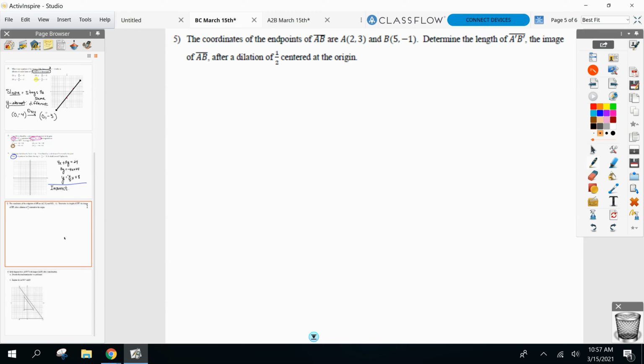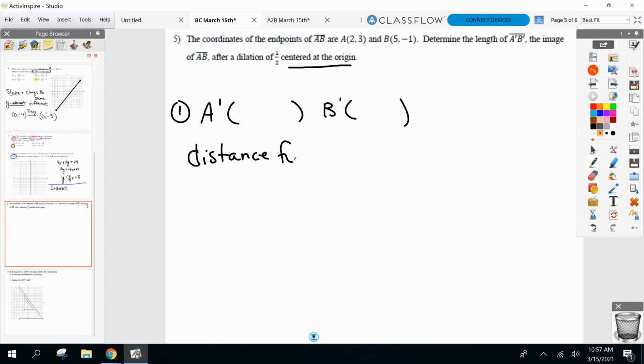So I want to get your thoughts here, how I can start approaching this, because there's actually 2 different ways I could go with this. Radhika, you want to give me one way you're thinking? If you take A and B and put it through a dilation of 1/2. Okay, so you're saying do the dilation first. Yeah. Okay, so what Radhika's saying is, hey, I'm centered at the origin, so find A prime, B prime first, and then do what to find the length? Find the distance. And then distance formula. Yep. That's one way to approach it, is find A prime and B prime first, and then use the distance formula on those 2.